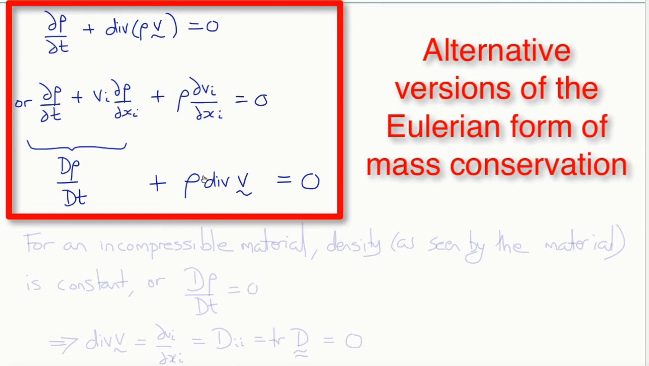So this is the second form of the conservation of mass for an Eulerian description.